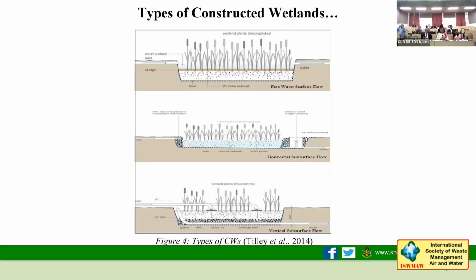So Figure 4 shows the actual types of the constructed wetland. The first figure showing the free water surface flow. The second figure showing the horizontal flow. The water is channeled there and it flows horizontally in the basin. Then for the vertical flow, the tubes are up and the water drips down into the wetland.